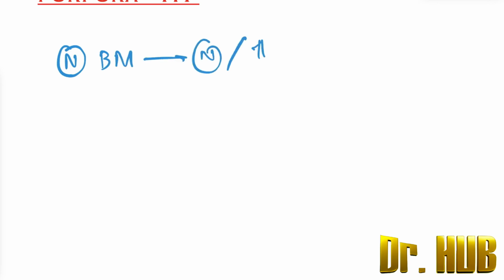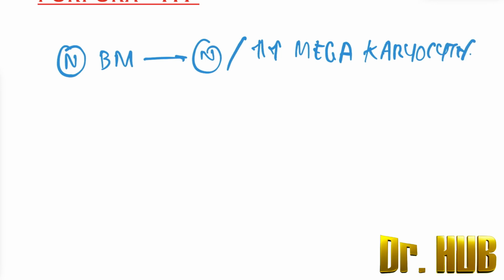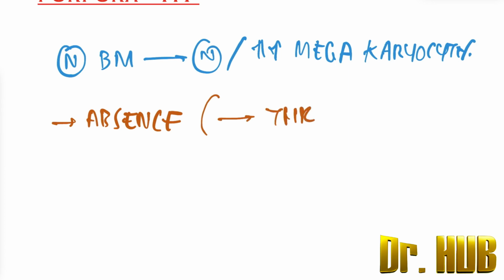Next is the normal bone marrow. It is normal, or there can even be an increase in the number of megakaryocytes. Next is the absence of other causes of thrombocytopenia. So the other causes are absent.